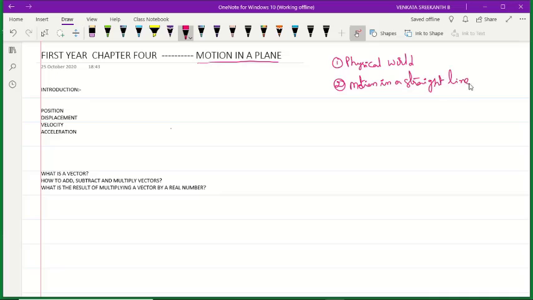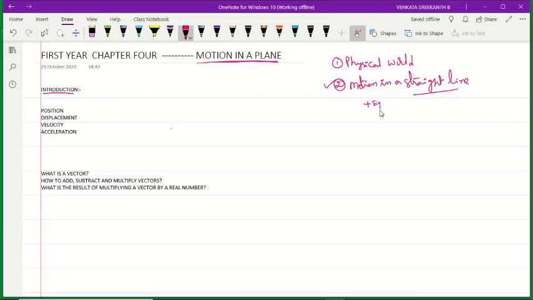In this session, we are going to discuss motion in a plane. First of all, we concentrate on the introduction. In the previous chapter, we discussed the concepts of position, displacement, velocity, and acceleration, and all these things are needed to describe the motion of an object along a straight line. We found the directional aspects of these quantities can be taken care of by positive sign and negative sign. That means in motion in a straight line, we have only two directions.